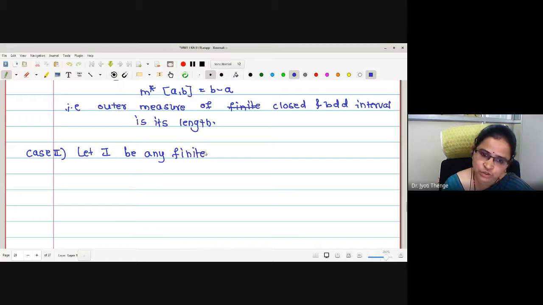Finite is the restriction only, not closed. Therefore the interval may be open, maybe semi-open, maybe semi-closed or anything, right now? Just it is finite. We don't know the nature.